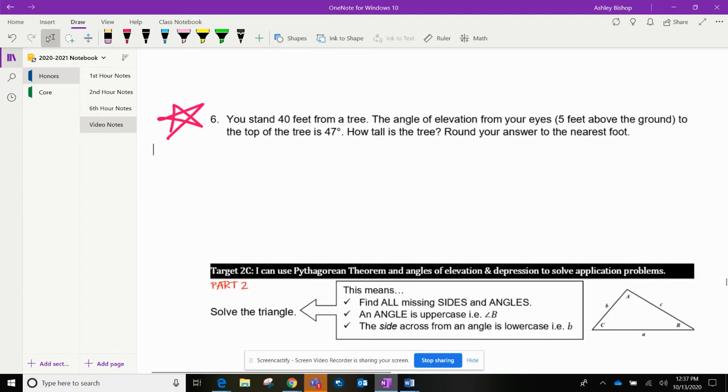You stand 40 feet from a tree. The angle of elevation from your eyes that are 5 feet above the ground to the top of the tree is 47 degrees. How tall is the tree? Round your answer to the nearest foot.